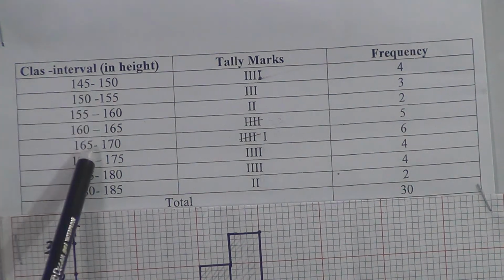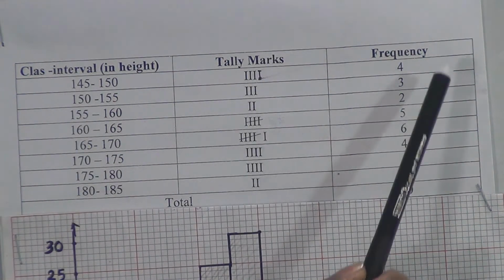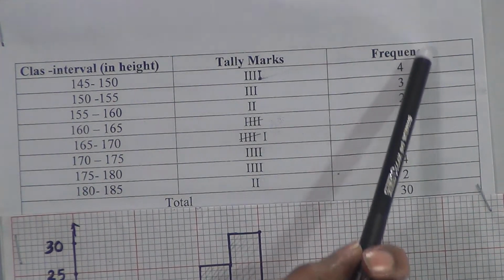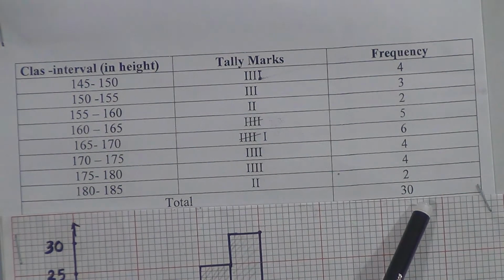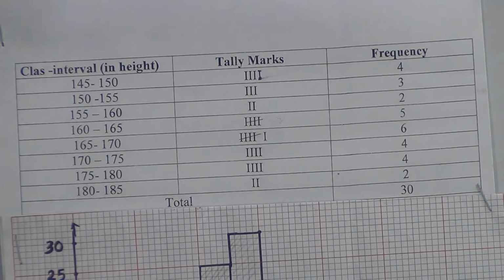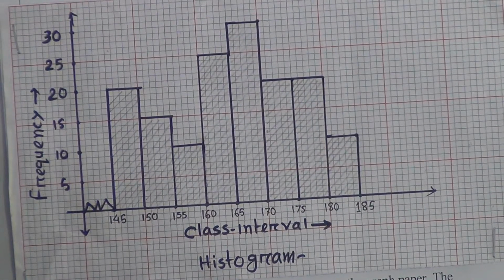This is the class interval in height, this is the tally mark, and this is the frequency. You count the frequency, that means the student number, and you get 30. You got 30 students. Now, you have to place the class interval along the x-axis.